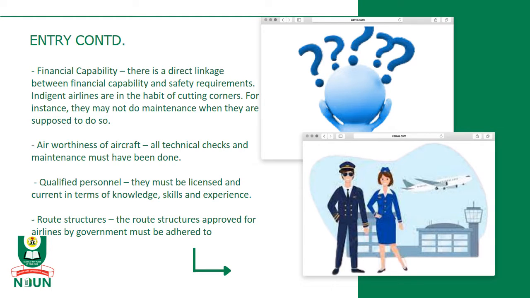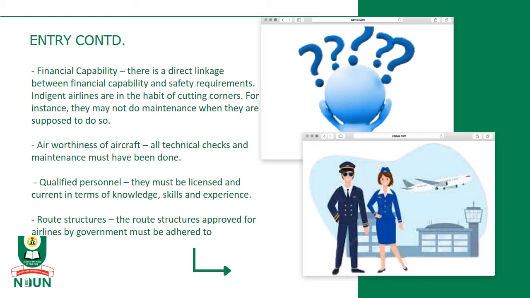This entry also involves financial capability. Financial capability in the sense that there must be a direct linkage between the financial capability and the safety requirement of the air transport. This financial capability must go along with the way and manner in which they may apply to maintain the aircraft when it is supposed to be maintained.